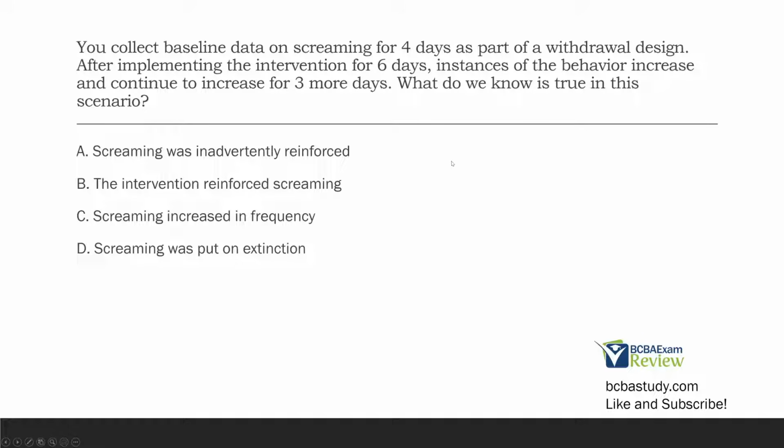C, screaming increased in frequency. Do we know this for sure? Well, yes, it says in the question, after implementing the intervention, instances of the behavior increase and continue to increase. That's the only thing we know for sure so far, right? This behavior increased. Now we need to find out why. And then D, screaming was put on extinction. We have no proof of that. There's no information saying it was put on extinction. The only thing we know for sure, based on the information given, and we need to answer the question based on the information given, is C, screaming increased in frequency.